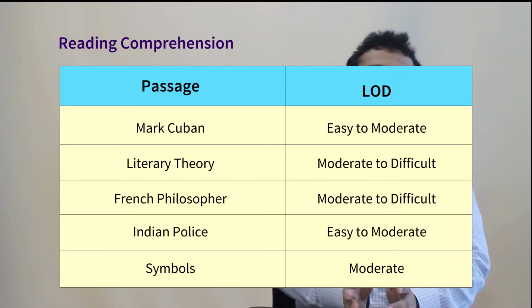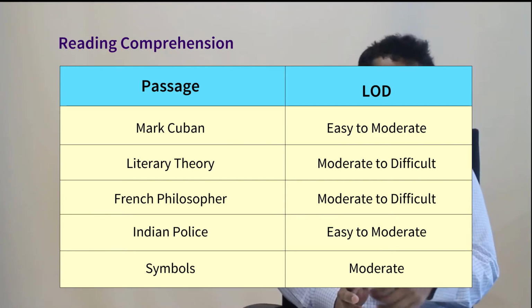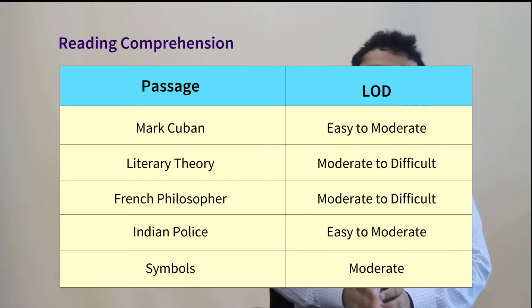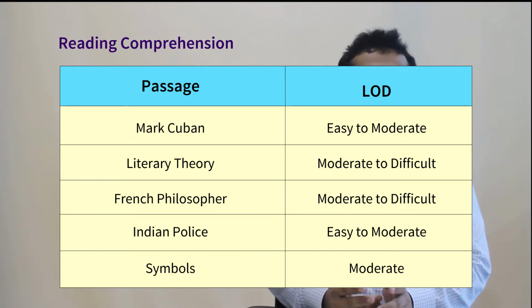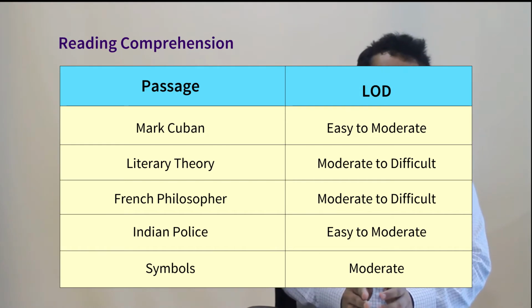Then there were 3 shorter RCs, which were 3 question RCs. These RCs were more on the philosophy and sociology side. One was based on literary theory, one was based on the French philosopher Sartre, and one was based on the usage of symbols of various kinds. The one on symbols was moderate. Probably you would have attempted 1 or 2 questions out of 3, but the other 2 could have been left. So of the 5 passages that we had, 2.5 were doable, while the rest could have been left.